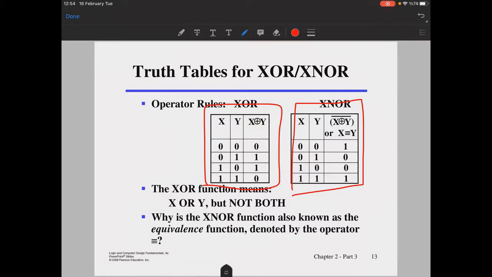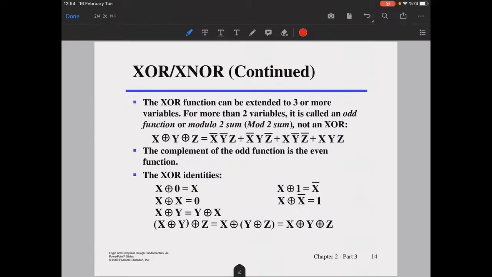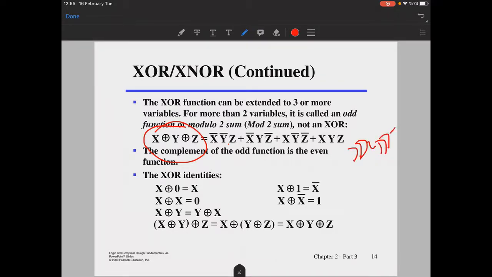XNOR function is also denoted by the equivalence operator, by its name. The XOR function can be extended to 3 or more variables, then it becomes an odd function, mod 2 sum. It is also another name for this. For example, if you expand this function here, it looks like this. But when you try to implement it, you will need to have 2-level XOR gates, for example, for implementing such a function. But what it looks like, all the combinations here.